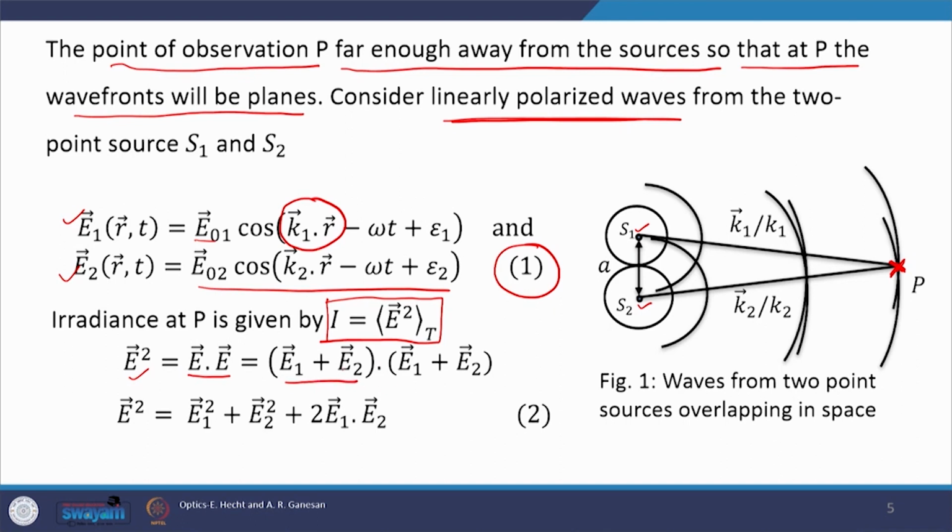Now, after multiplying, we get this expression. The resultant irradiance at the point of observation P would be equal to E1 square plus E2 square plus 2 E1 dot E2. Now, you see here this first term is the irradiance due to the first source, the second term is the irradiance due to the second source, but apart from these two contributions we have a third term also, an extra contribution which owes its origin to the multiplication between E1 and E2. And therefore, this is called the interference term.